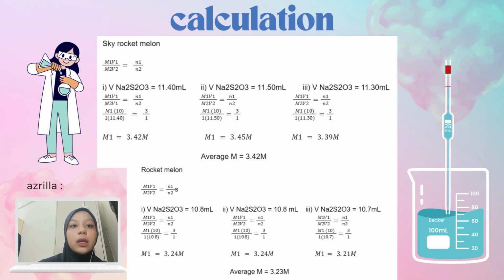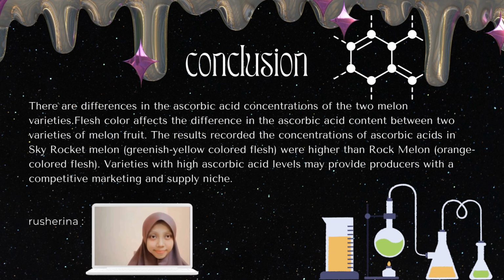The same goes for the rocket melon. The formula used is M1V1 divided by M2V2 equal to N1 over N2. The concentration of each volume was calculated and the average concentration was taken. The average concentration for the rocket melon is 3.23 molarity.